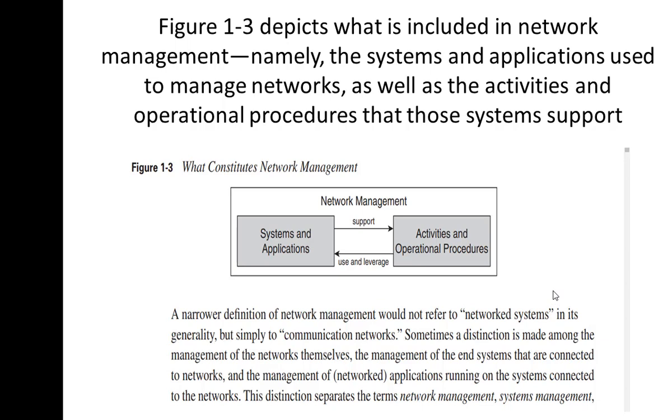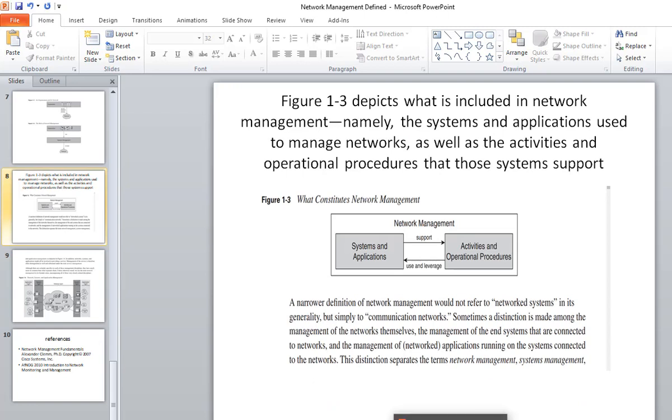Now, figure 1 of 3 also depicts what is included in network management, namely the systems and applications used to manage networks, as well as the activities and operational procedures that those systems support. So you see here, what constitutes network management? We see that network management has systems and applications supporting activities and operational procedures. And these activities and operational procedures also use and leverage on the systems and applications.